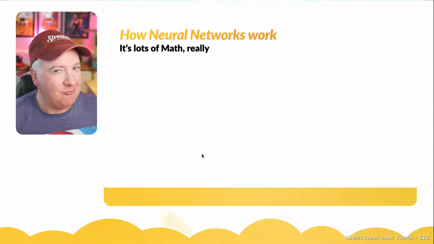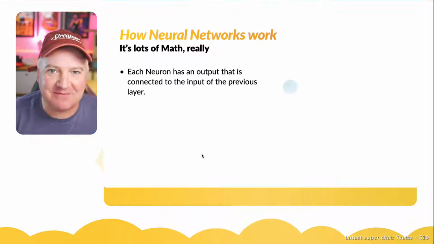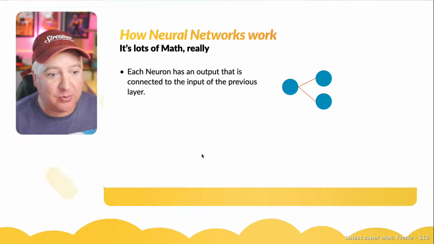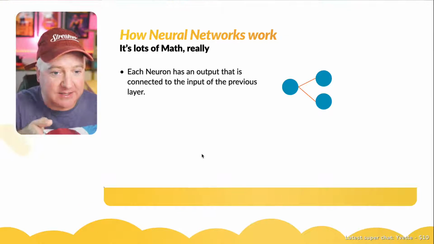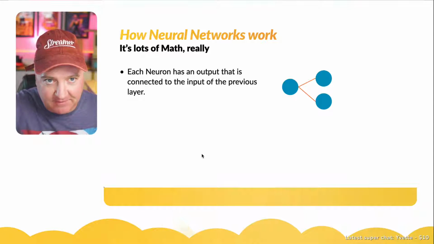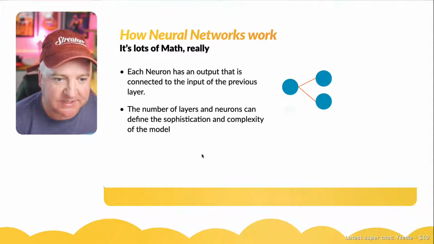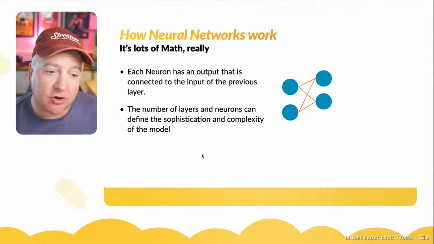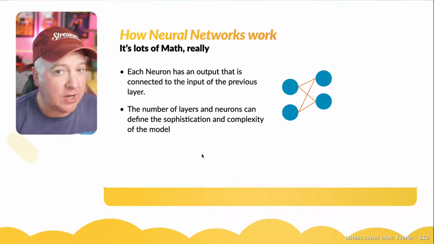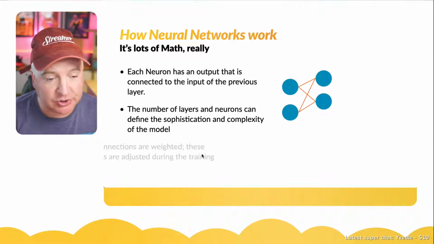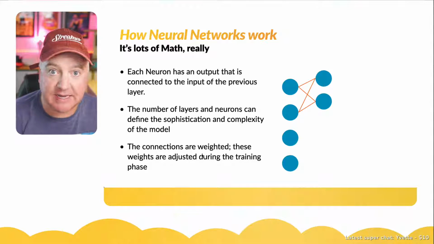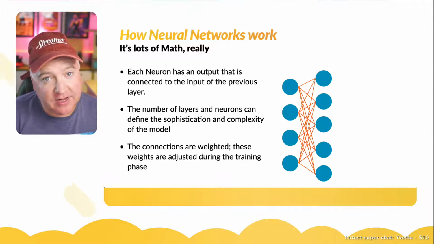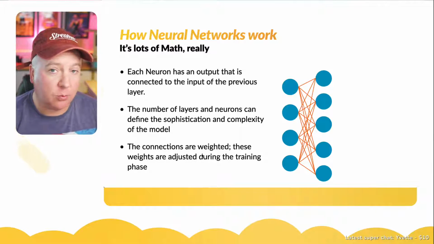So how do they work really? It's just lots of maths behind the scenes. Each neuron has an output, and that's connected to the input of the next layer. They call these layers. The layers are kind of the vertical drops of these, and we'll see more in a second. The number of layers and the number of neurons can define the sophistication of the neural network. But the more you have, the more processing power you need available, and the more memory to store all these different interconnections. The connections are weighted. These weights are adjusted during the training phase, and that's actually what makes the neural network work.